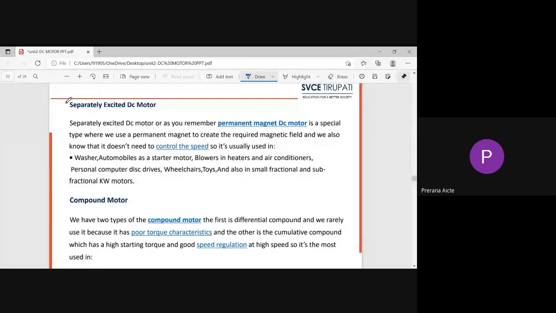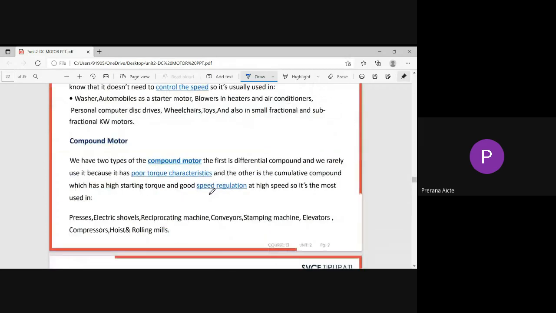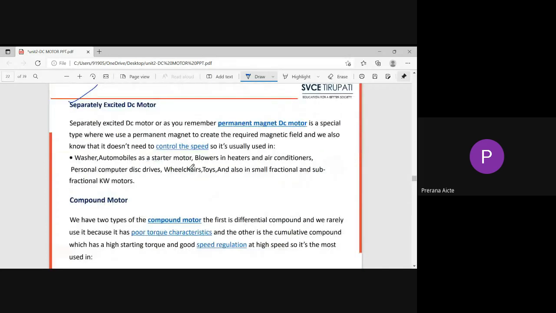Next, the separately excited DC motor. It is similar to the shunt motor, but here it is possible to adjust the shunt field current. That is the one advantage of the separately excited motor. The drawback is it requires a separate DC source. It requires two sources: one DC supply for the armature winding, and also a DC supply for the field winding. That motor is nothing but the separately excited motor.